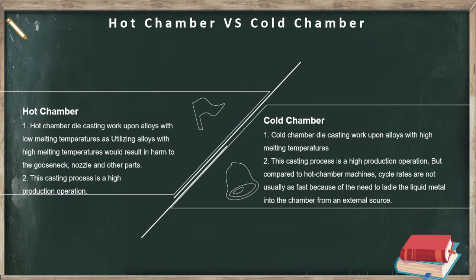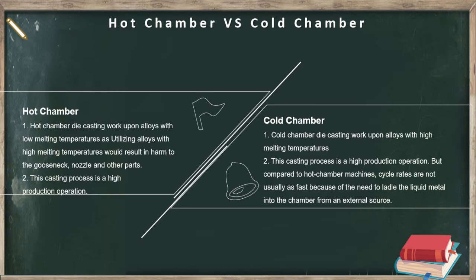Differences. Hot chamber die casting works upon alloys with low melting temperature, as utilizing alloys with high melting temperature would result in harm to the gooseneck, nozzle and other parts. This casting process is a high production operation.